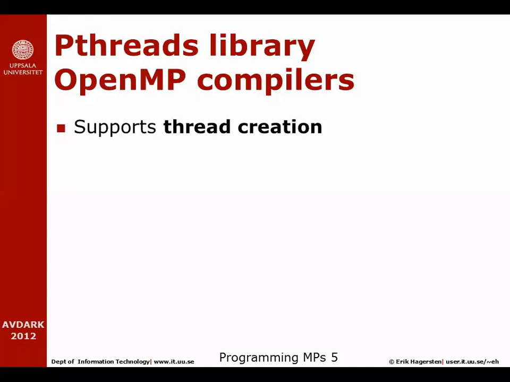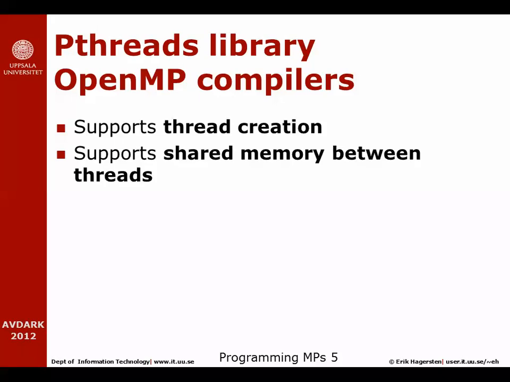The other two paradigms we're going to talk about are Pthreads and OpenMP. So Pthreads is a library. OpenMP is an extension to compilers. These are two different paradigms, and both of them support parallelism at the thread level. So they have ways of creating threads, for example. And the threads that are created typically share memory with each other in a coherent way. So this is the traditional coherent shared memory that we've been discussing so far.